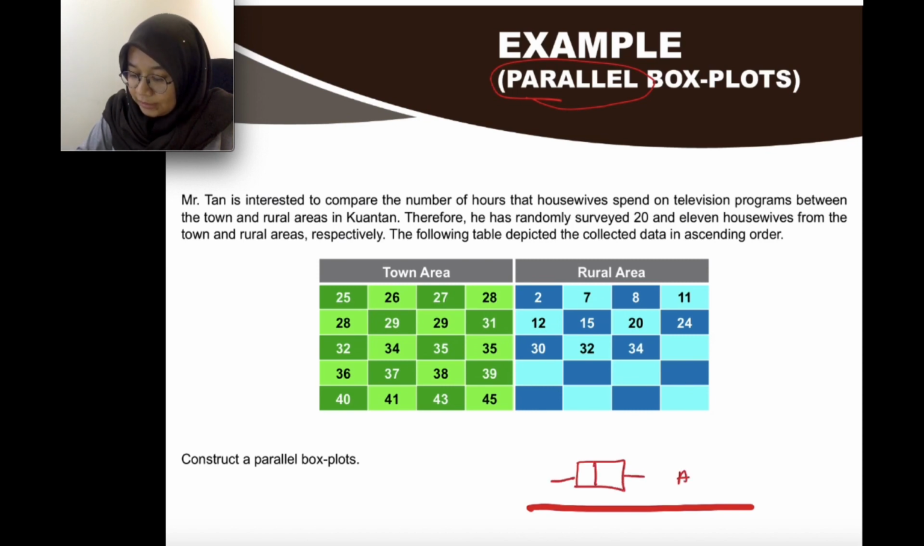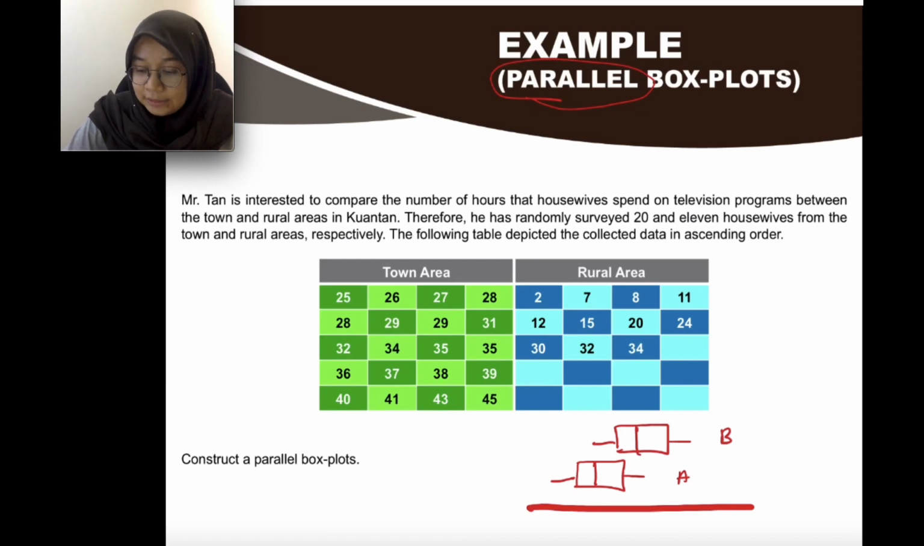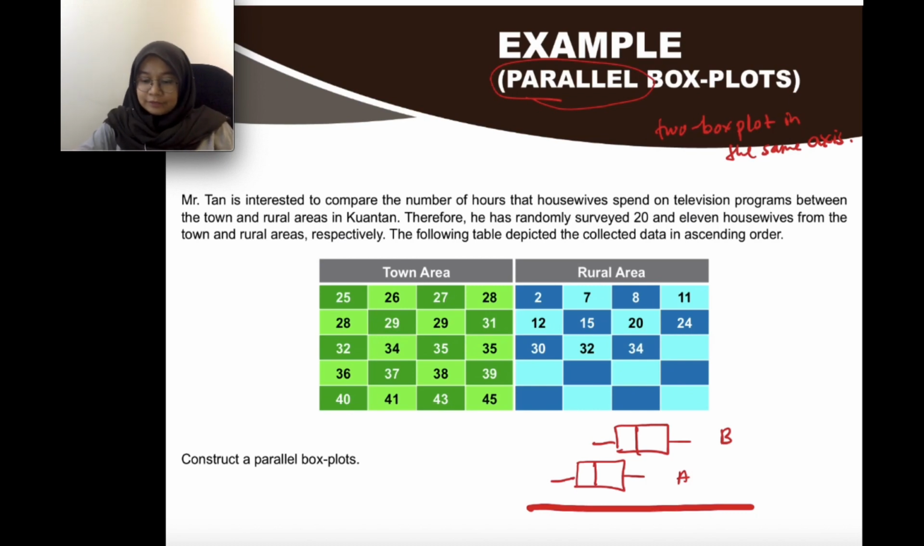Okay, box plot A and box plot B. So this is what it means by parallel box plot: two box plots on the same axis. Okay, so you have town area and you have rural area.